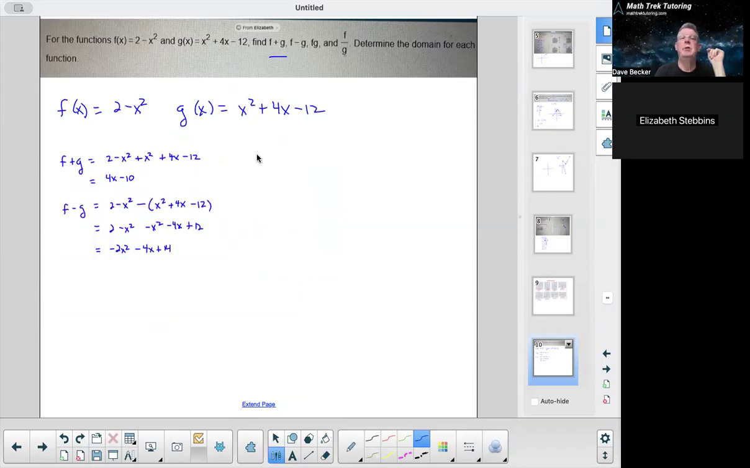So F times G is no fun. And that said, determine the domain. As long as we're not taking the square root or dividing, it's negative infinity to infinity.